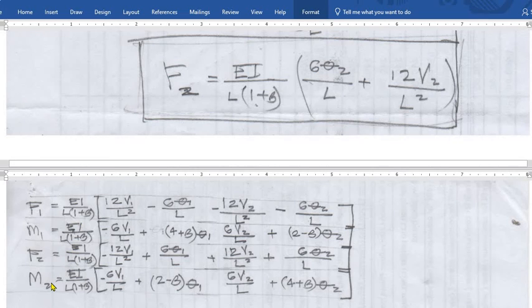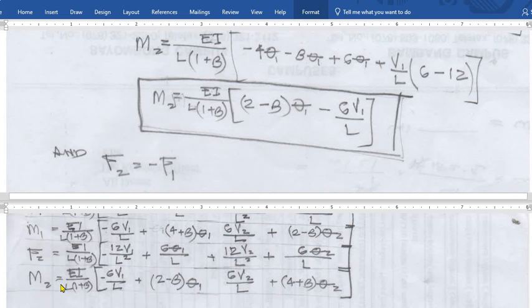So, saan nanggaling itong M2 ngayon? Ito si M2. Okay, we have 2 minus beta times theta 1. Positive siya. And then minus 6V1 all over L. This is in terms of V1 and theta 1. This refers to your point 1. Pero meron din in terms of point 2, V2, tsaka yung theta 2. Nanggaling yan dito.